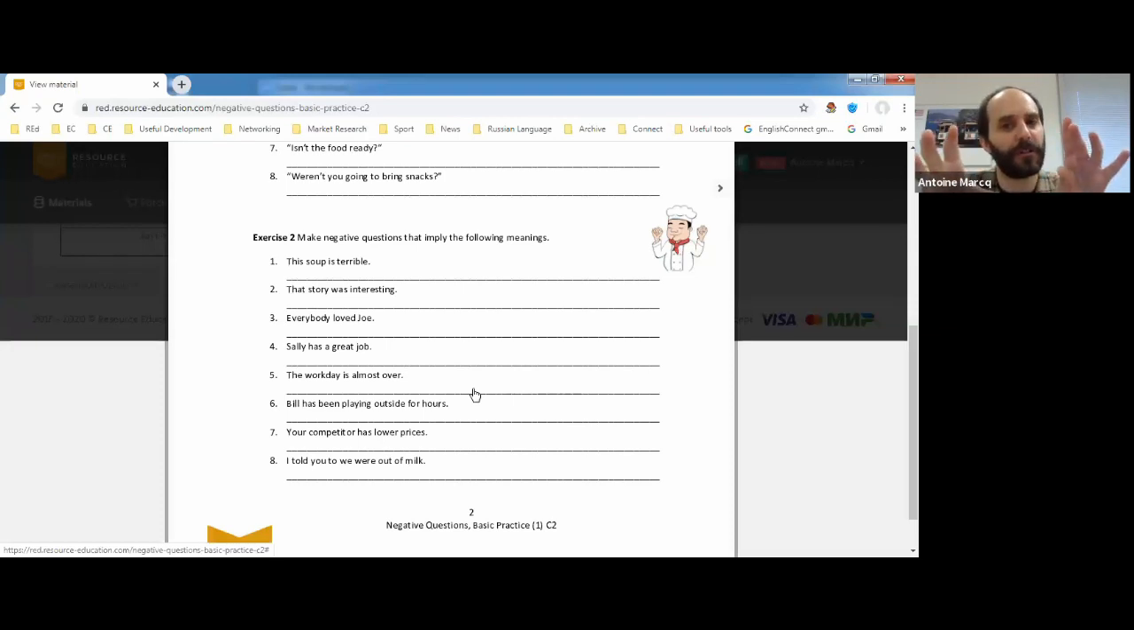Of course, at B1 level, what you're going to see is mainly students just reversing the statement: this soup is terrible, isn't this soup terrible? If you're confident your students can play with it, try to encourage them to go a bit further, to play a little bit with it, as I did. So this soup is terrible. You could have a negative question, like, isn't this the worst soup you've ever had? And students play with the language. I really love this. And let me show you, there's a third page.